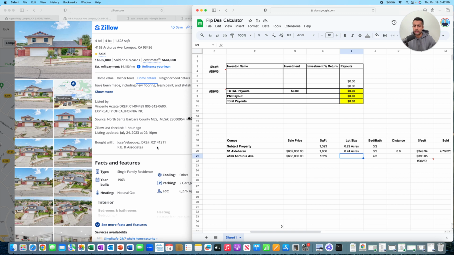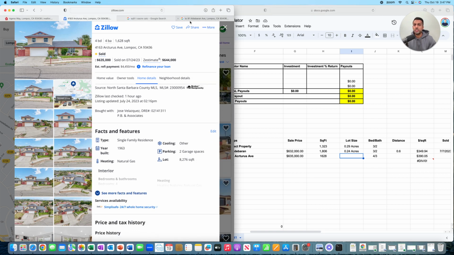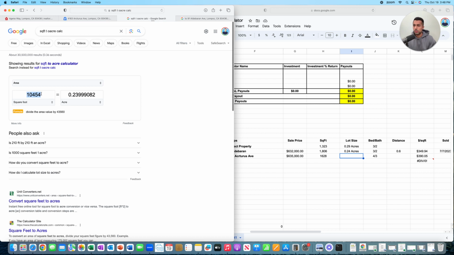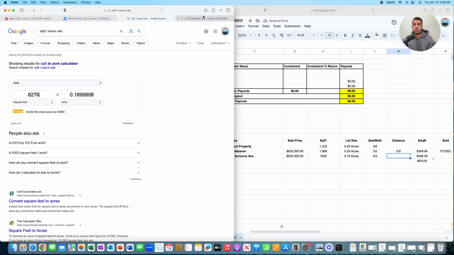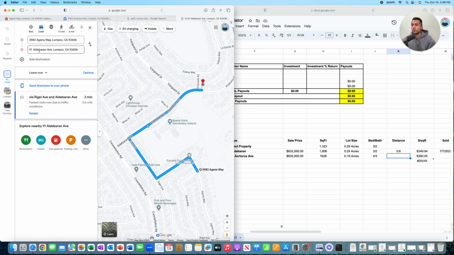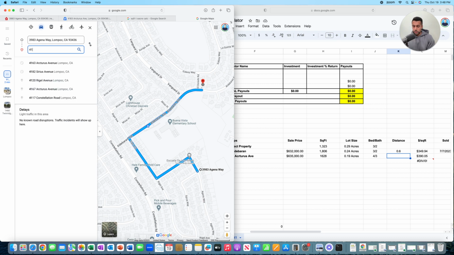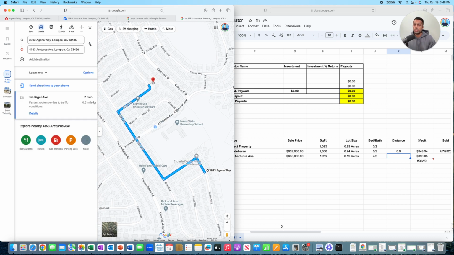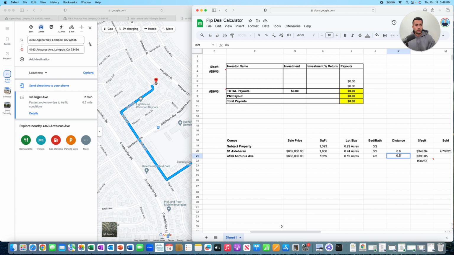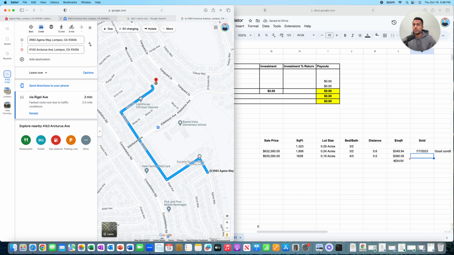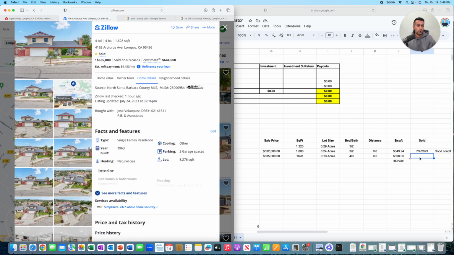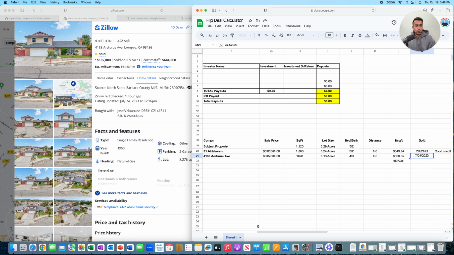Now let's find what the lot size is. 8276. Let's go back to our calculator. Okay, we're looking at 0.19 acres. Distance, we'll go into Google Maps again. 4163. This one is 0.5 miles, so it's a little closer. That's cool. Okay, price per square foot, pretty high, right? Let's see. 724. Okay, another good comp.